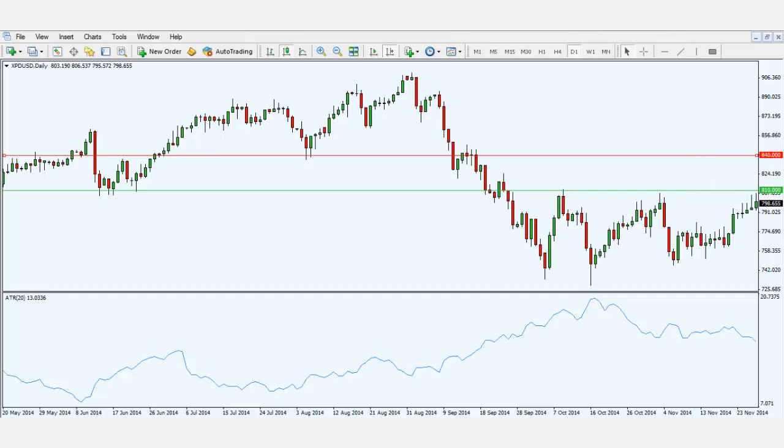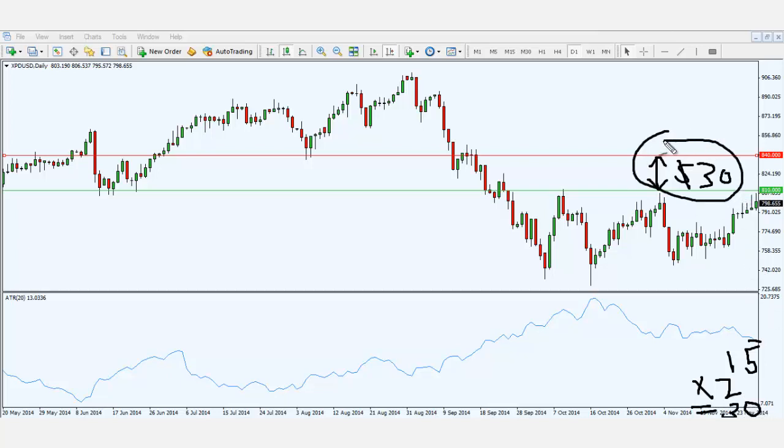If you would like to have me illustrate it better, here to here would be $30. Why is it $30? Because the ATR right here is about 15 and I multiply it by 2 because I use 2 ATR, which gives me $30, which is shown right here. So that's all I have for you guys on how I actually use the ATR in setting my stop loss.